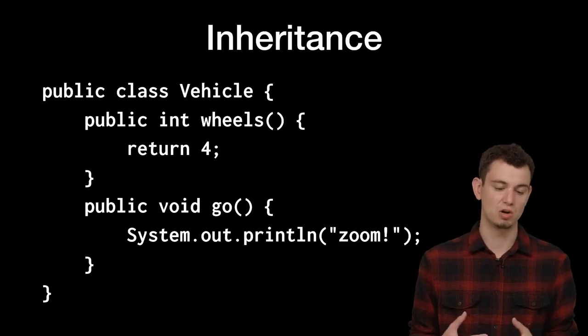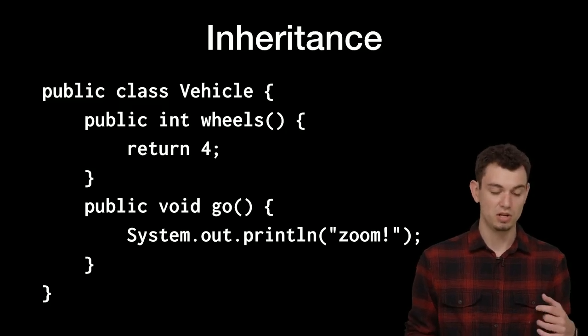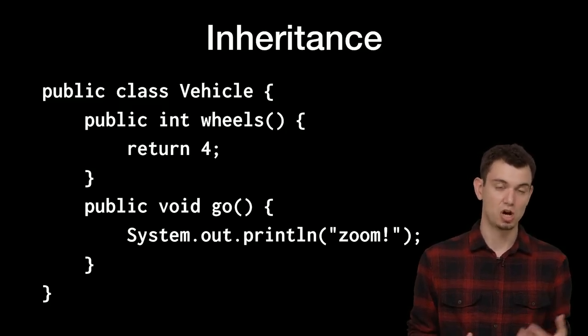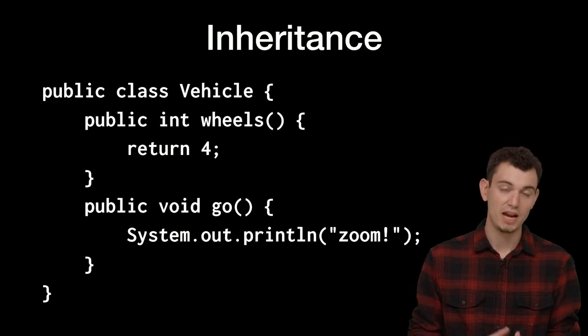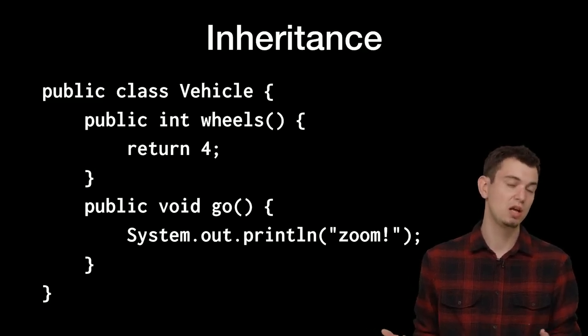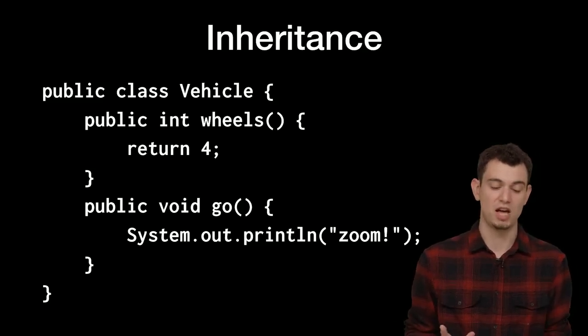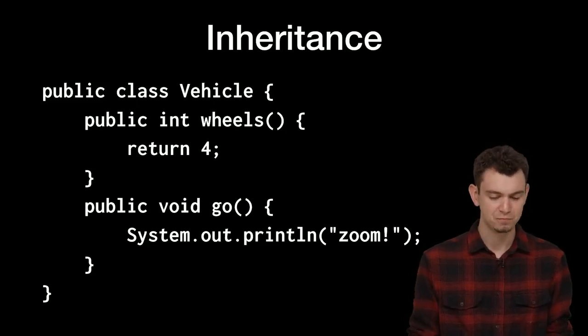Here we have a class called vehicle, and this vehicle class has two methods. This first method, you can see it returns an integer. I've just called it wheels, and it returns 4. And this says, okay, for every vehicle, it has 4 wheels. Then I have another method called go. That's just going to print something out to the screen and not return anything. So nothing new here. This is just a regular class, and we can instantiate that class or create an object in the same way and call these methods in the same way.